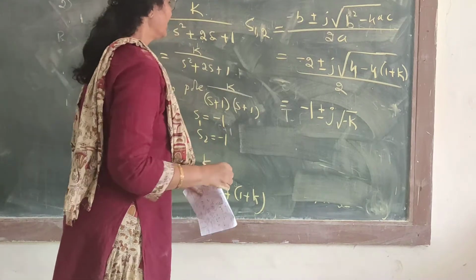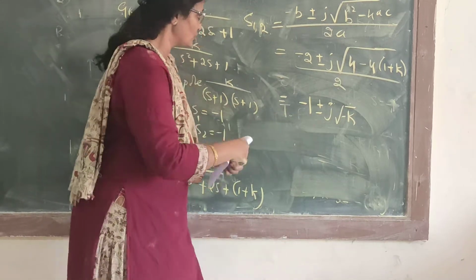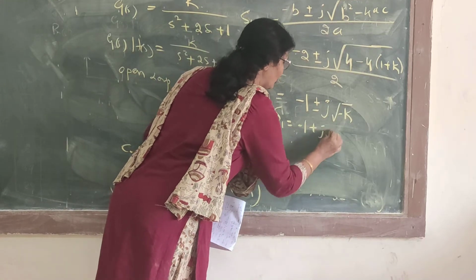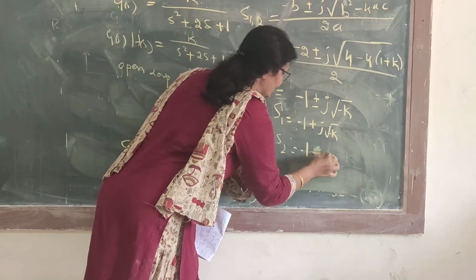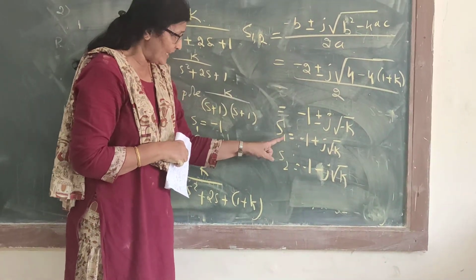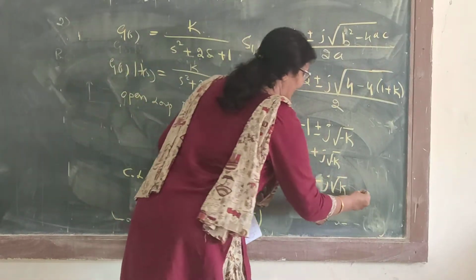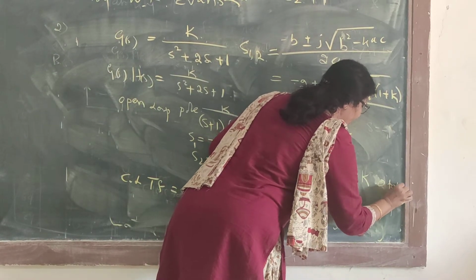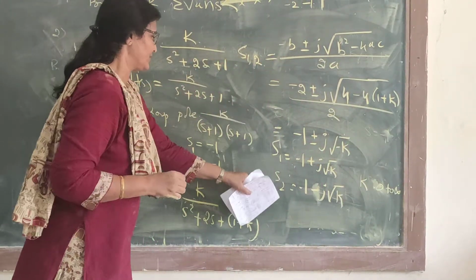See, these are all open loop poles. So these are closed loop poles. That is S1 equal to minus 1 plus j root k, S2 equal to minus 1 minus j root k. See here, root values are a function of k. If you vary k from 0 to infinity, what will be the effect of that gain on the roots?